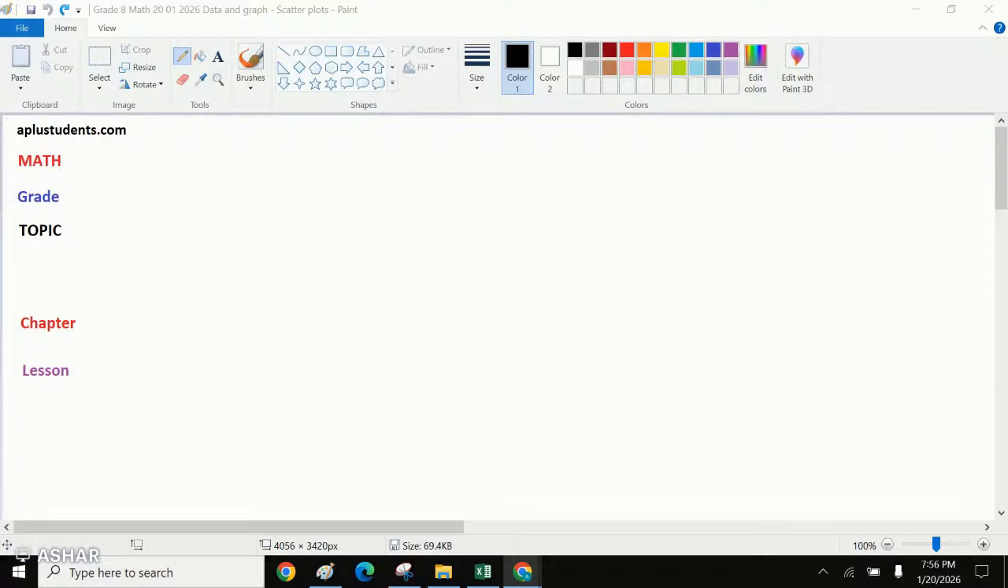To the class. The first thing you need to do is go to aplusstudents.com. You need to go to this website, log in over here. Then you need to select math as your subject. This is a grade 8 math lesson. The topic for today is data and graph.